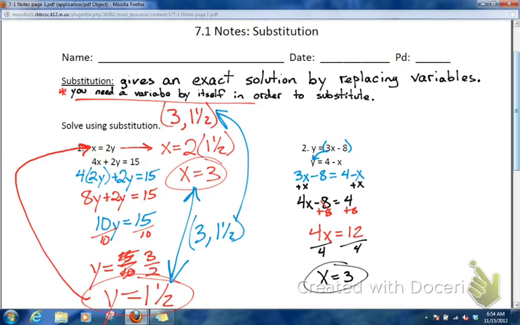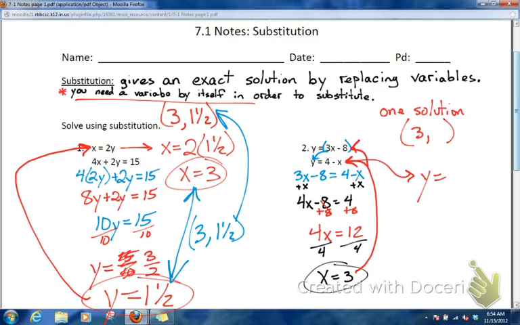Now remember, that's only part of your answer. That's the part of your answer that's going to tell you that this system of equations has one solution, and that solution is going to be 3 comma whatever y is, and we figure out y now by taking this x of 3 and plugging it into either of these two equations. I'm going to pick the bottom equation this time, so I'm going to say y equals 4 minus, and instead of 4 minus x, I'm going to say 4 minus 3. So y equals 1, so that's what goes into my ordered pair.